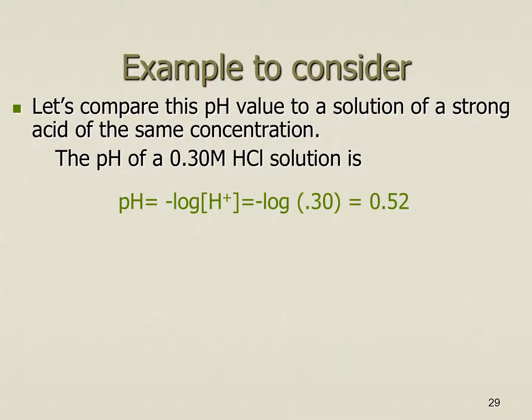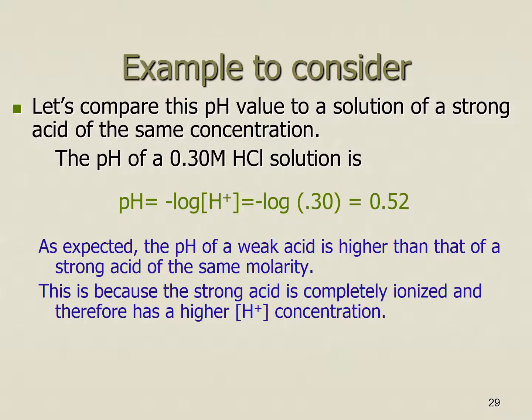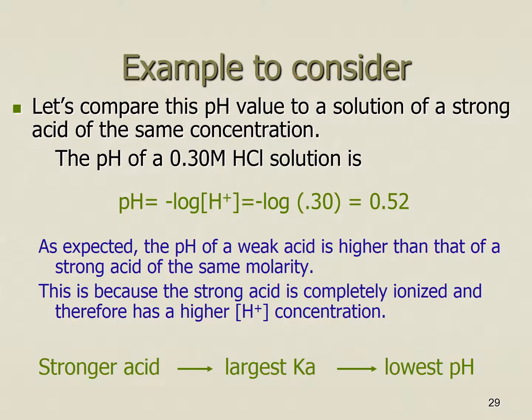So note that the pH of a weaker acid of the same concentration should be quite a bit higher than a strong acid. So the pH of a weak acid is higher than that of a strong acid of the same concentration. This is because the strong acid completely ionizes, completely dissociates, and so it has a higher H plus concentration. So don't forget, the stronger the acid, the larger the Ka, the lower the pH, if they're all the same concentration.